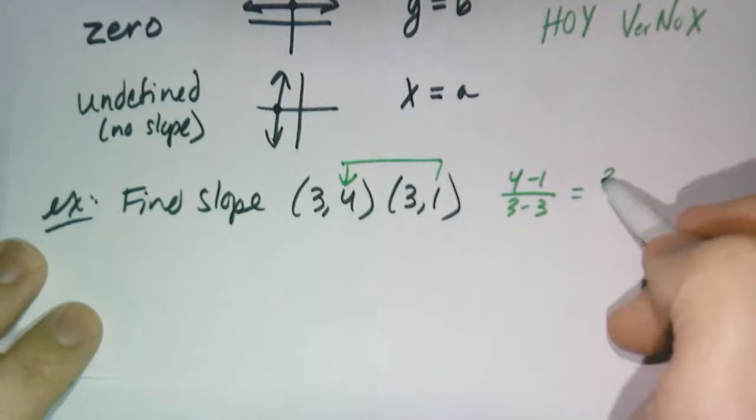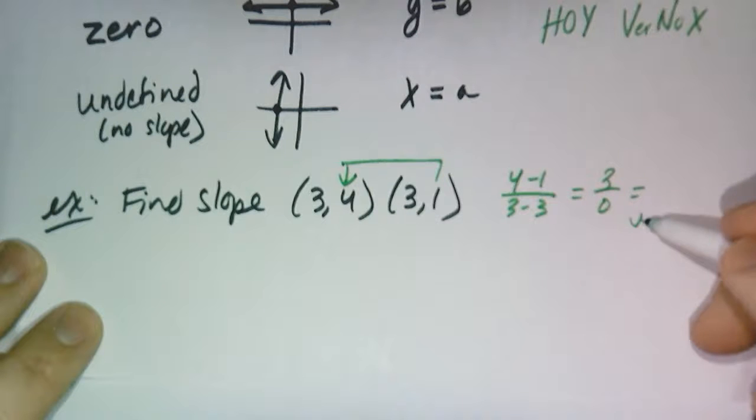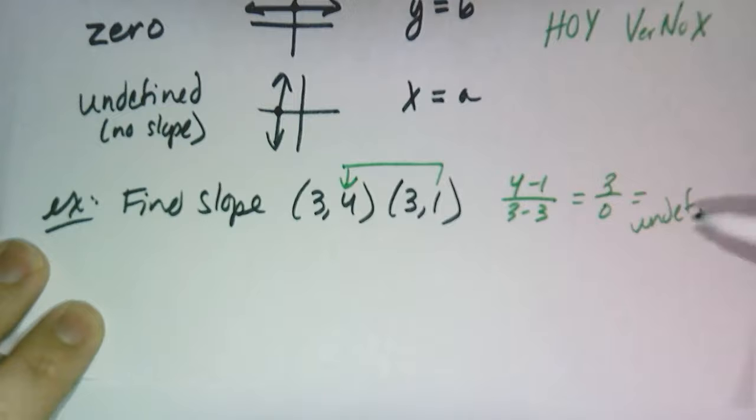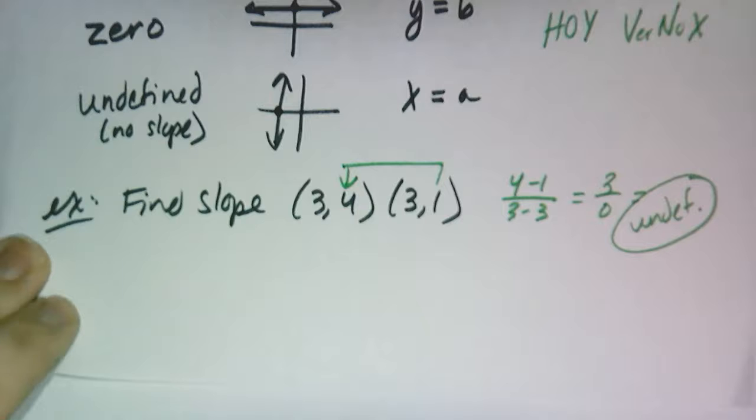But even so, 3 over 0, what is 3 over 0? Is that no slope, undefined? Why is it undefined? Can't divide by 0. So please know that this is not a 0 slope. I still have students in calculus telling me this is 0 slope. That's incorrect. It's undefined. Okay?